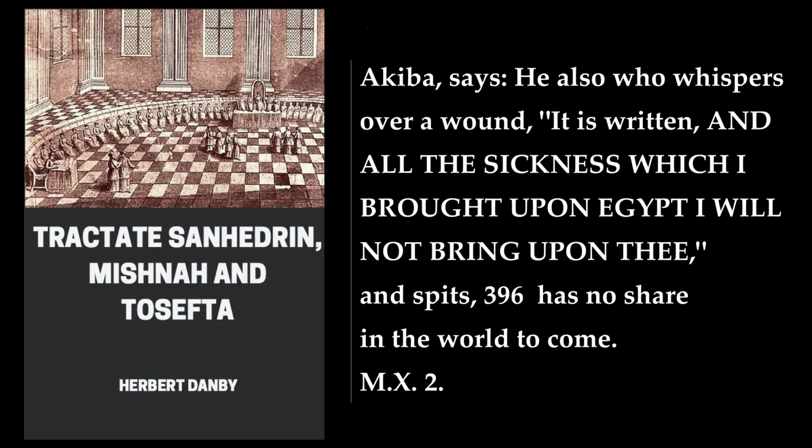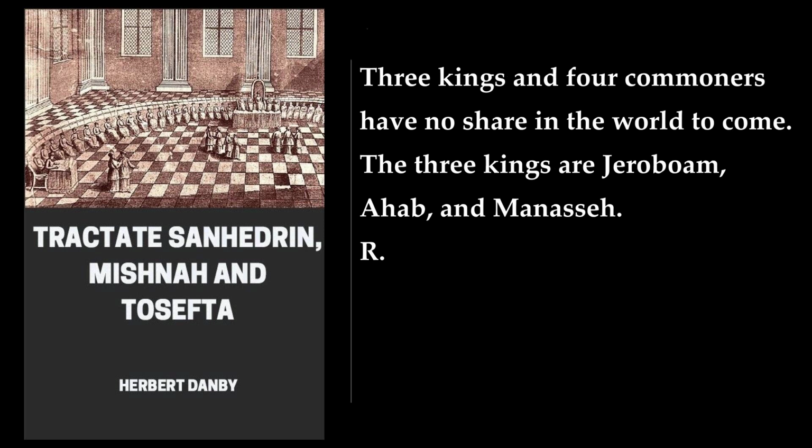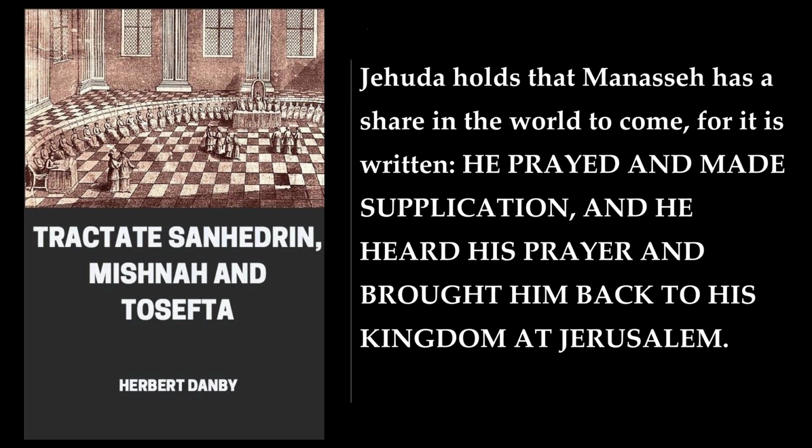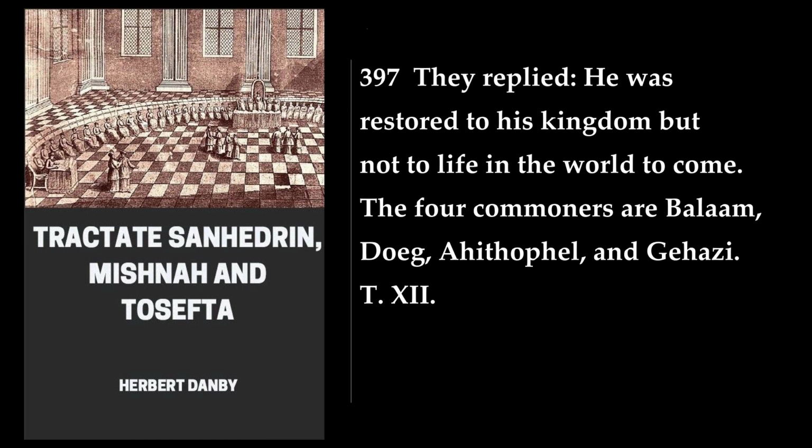M x2. 3 kings and 4 commoners have no share in the world to come. The 3 kings are Jeroboam, Ahab, and Manasseh. R. Jehudah holds that Manasseh has a share in the world to come, for it is written, he prayed and made supplication, and he heard his prayer and brought him back to his kingdom at Jerusalem. 397 They replied, he was restored to his kingdom but not to life in the world to come. The 4 commoners are Balaam, Doeg, Ahithophel, and Gehazi.